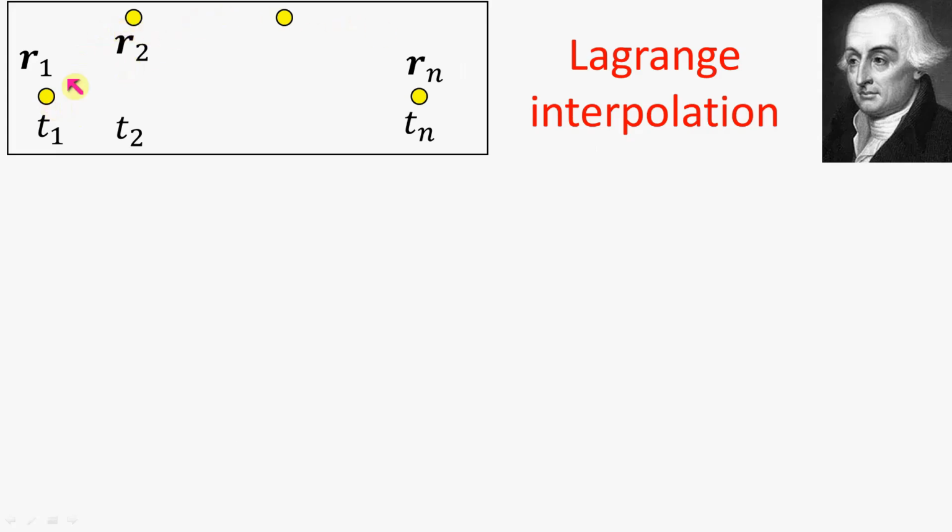Suppose we have control points R1, R2, etc., and we also specify the time or parameter values where the parametric curve should be exactly at the first control point, at the second control point, and so on. Based on these requirements, we are looking for a polynomial with the minimum degree that satisfies these constraints.